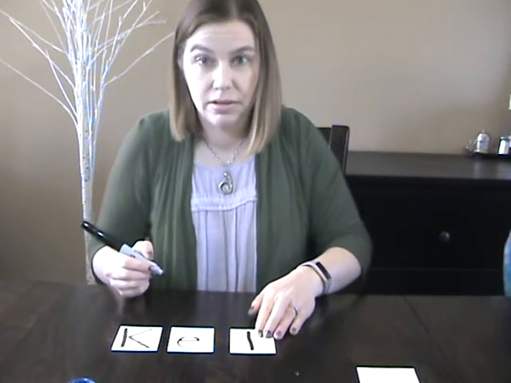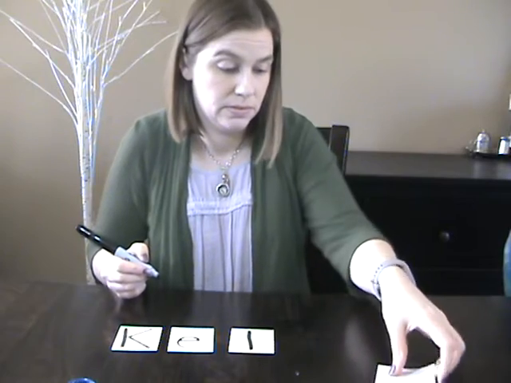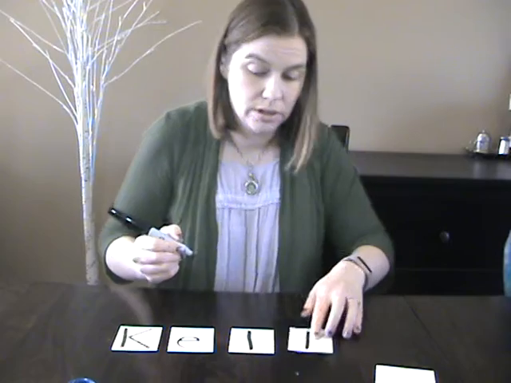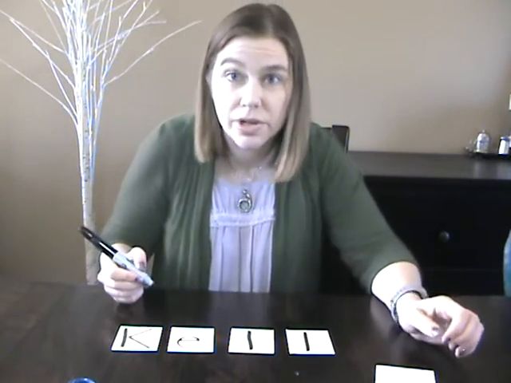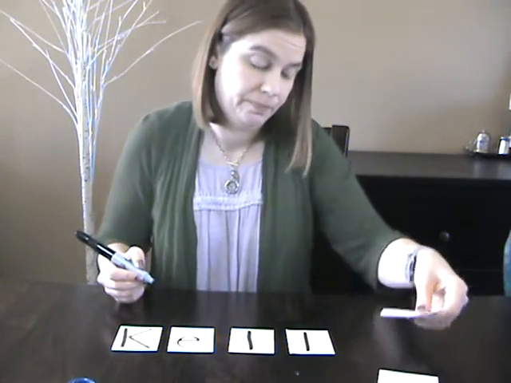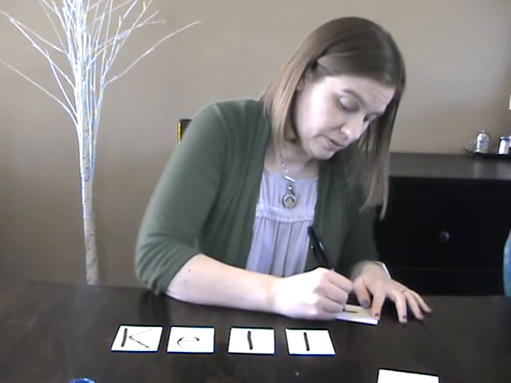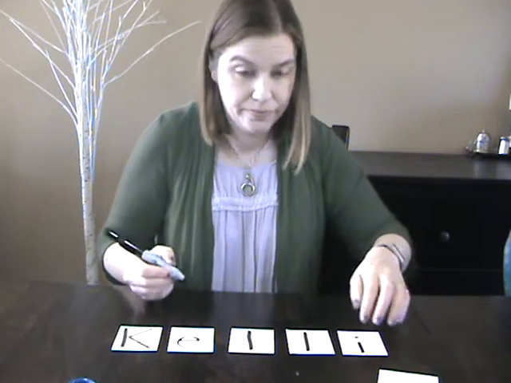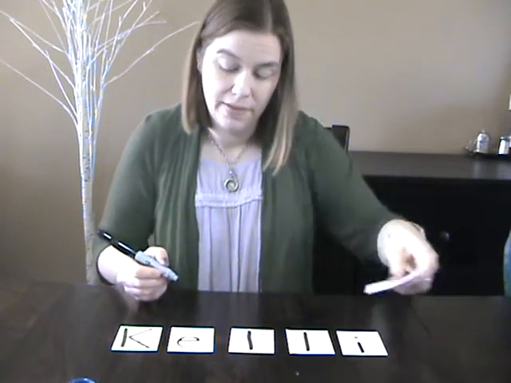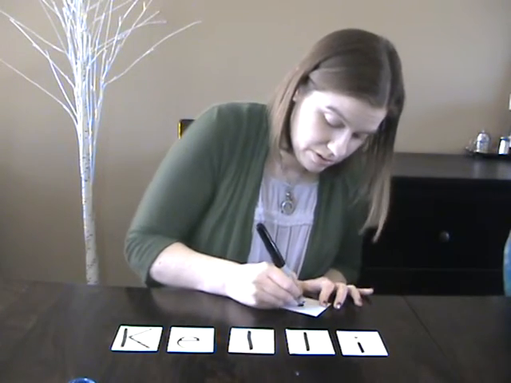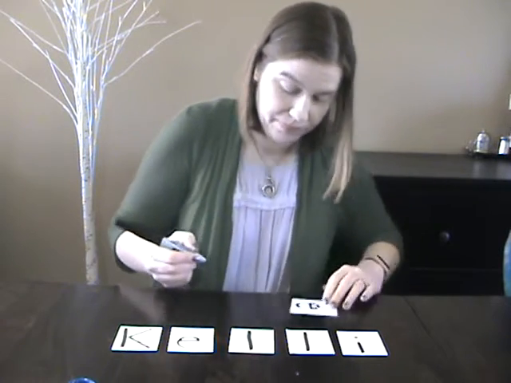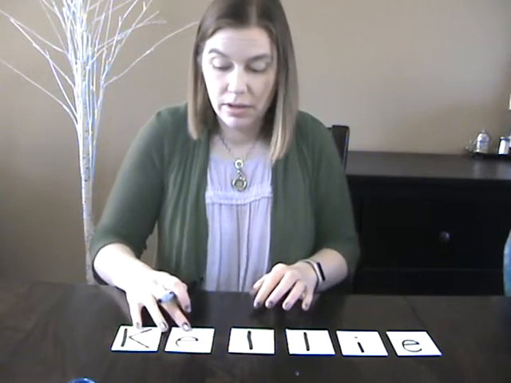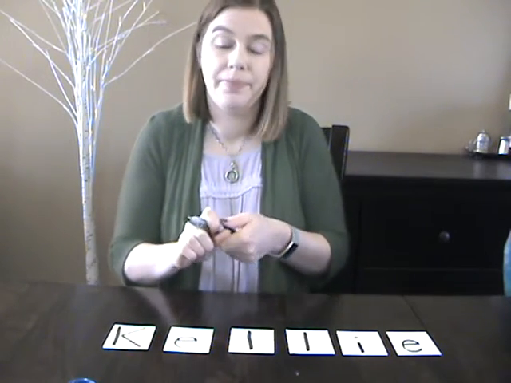My next letter is an L. And I actually have two letter L's that are right next to each other in my name. My next letter is a letter I. And then I have another E at the end, just like that one. Okay? So those are the letters in my name.